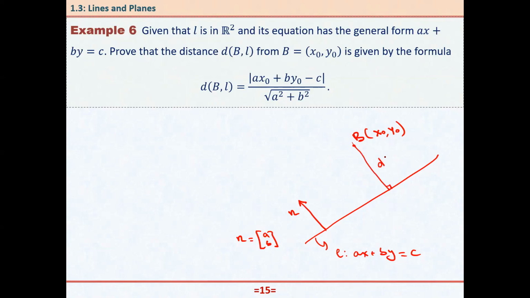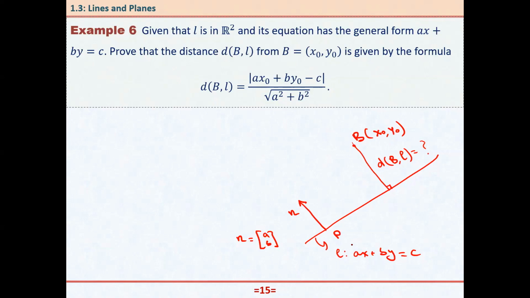The question is, what is the distance between this point and the line? We are talking about the distance from the point to the line. So we need to answer this question. How do we answer this question? How do we obtain this formula? To do this, take any point on the line. Let me just take this point as P.